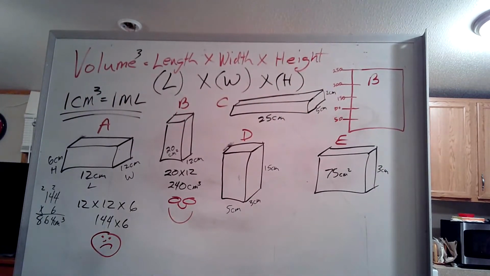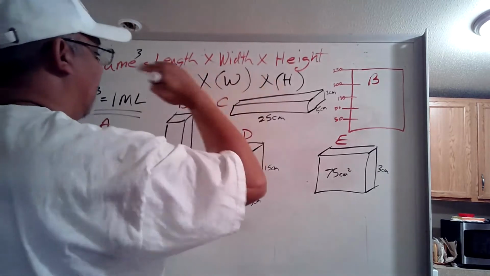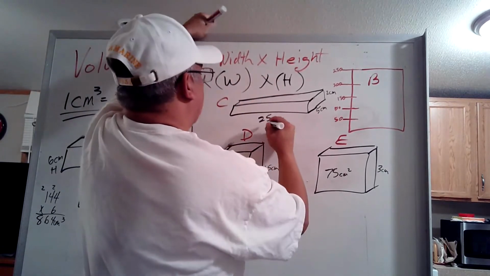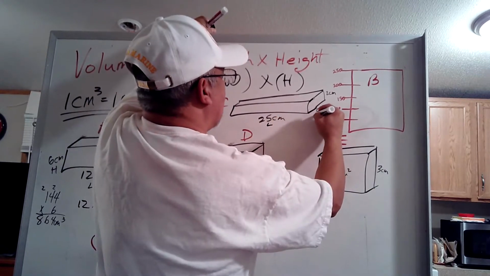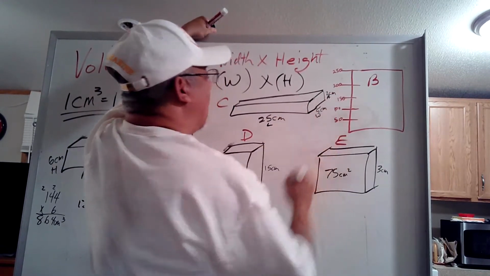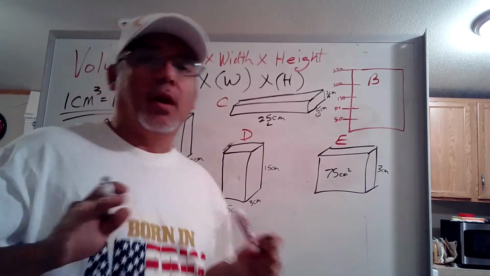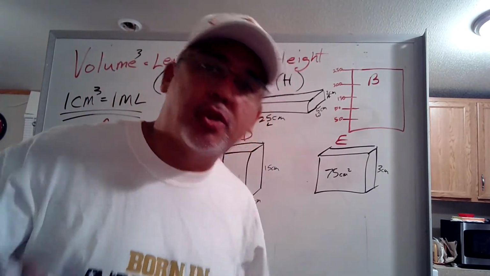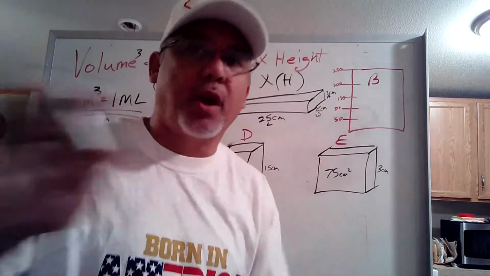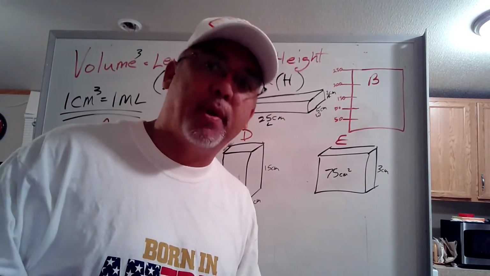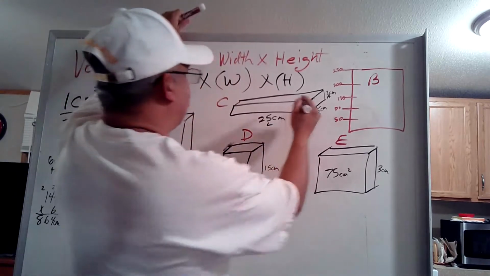Now let's take a look at letter C over here. Once again, we know this is going to be length, width, height, and because of the commutative property of multiplication, we can multiply and move those numbers around if we want to. So I'm going to write this down right here.